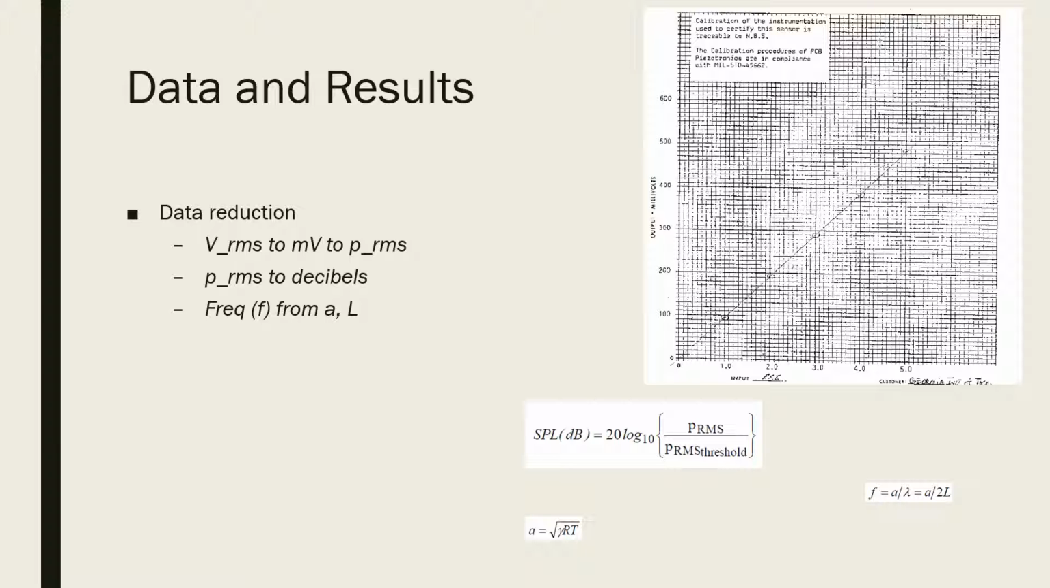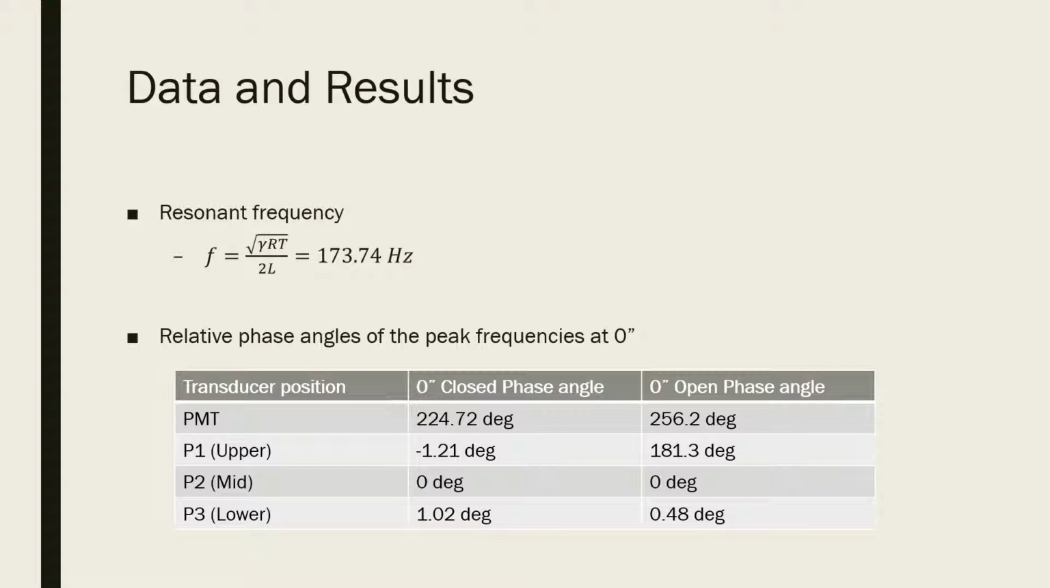Resonant frequency can be calculated simply from the speed of sound at nominal conditions and the length of the Rijke tube. The results of this experiment can be seen over the next few slides. We start with the resonant frequency and the relative phase angles and peak frequencies at a 0-inch flame height.